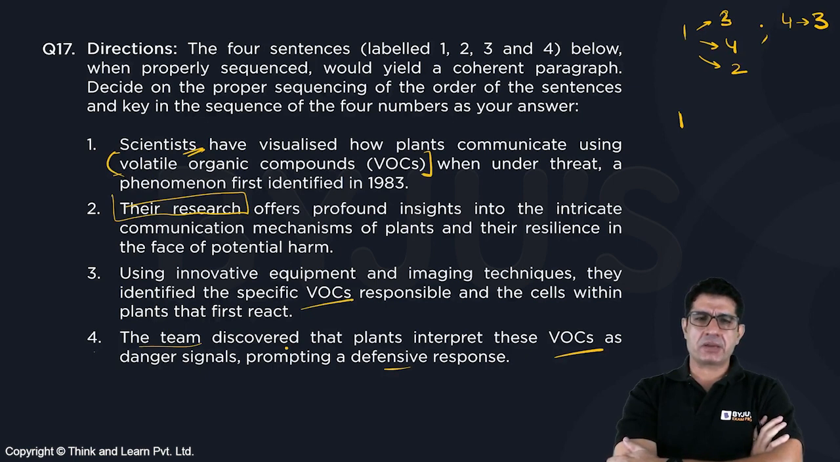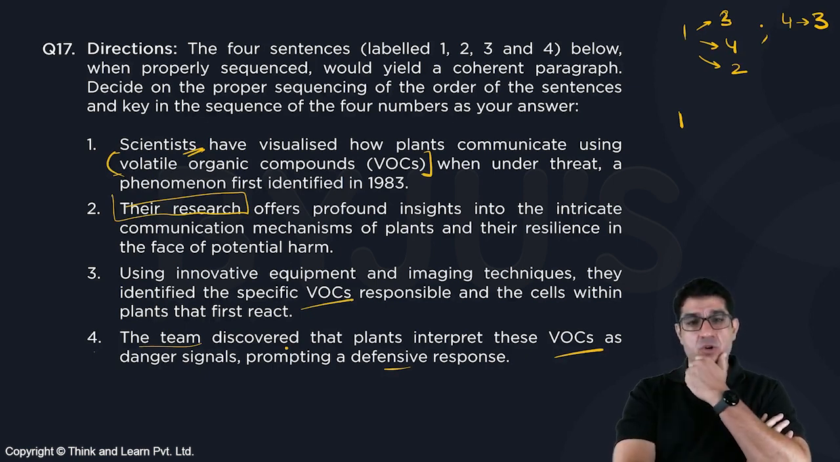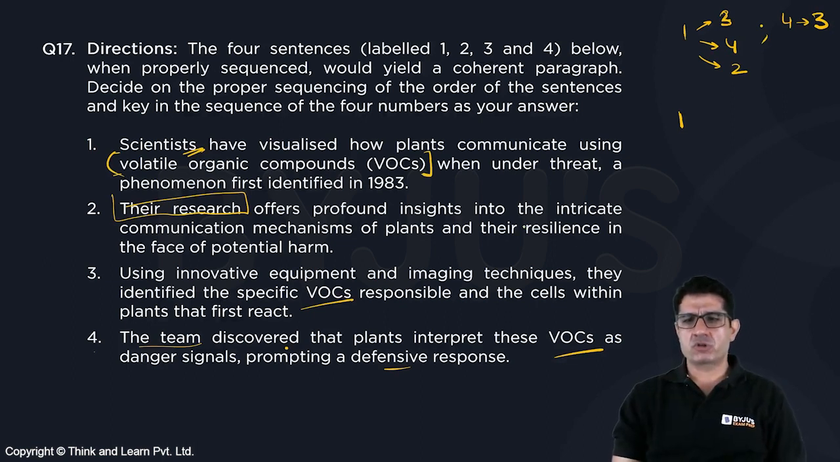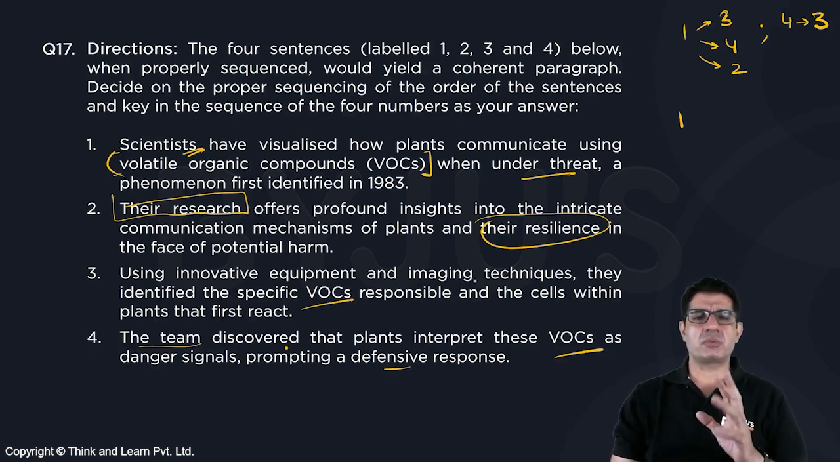So far my mind says that it can be 1, 2, 4, 3 or 1, 4, 3, 2. But when I look at 1, 2, 4, 3, we have a problem. The problem is 2 is talking about resilience, whereas the other 3 sentences are not talking about resilience. They're just talking about communication mechanism.